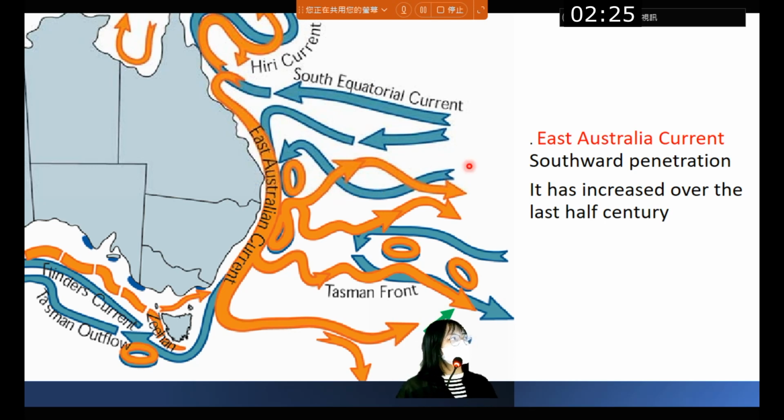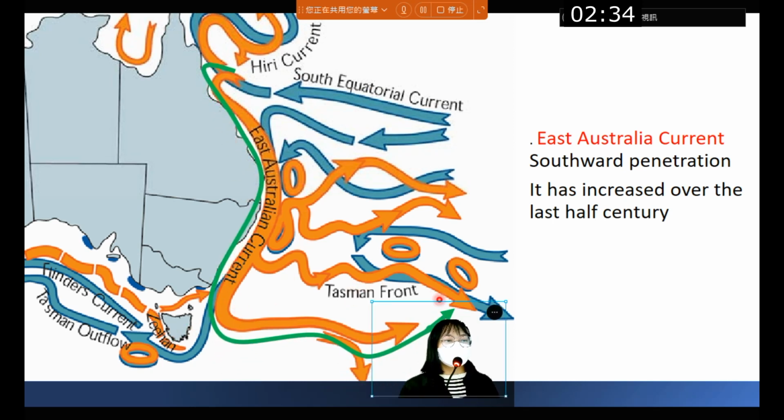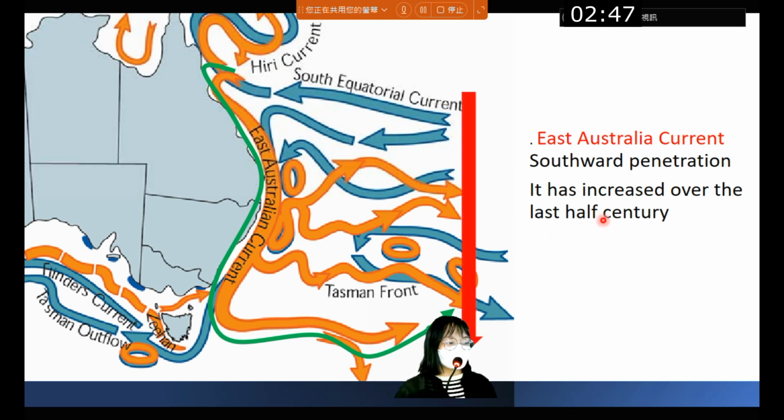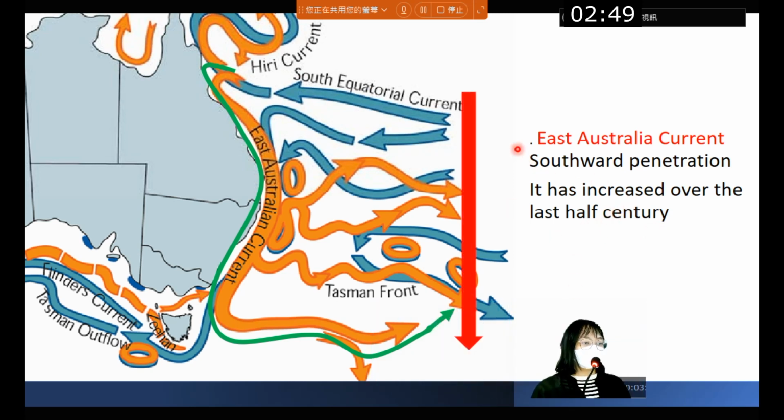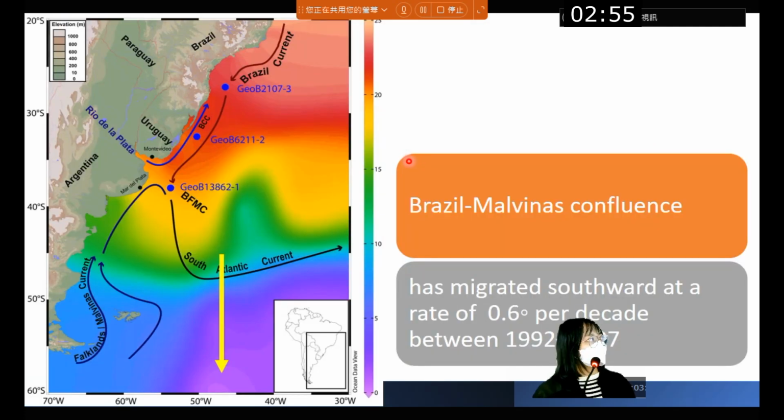This is example 1. Example 1 is the East Australian Current. The green line shows the East Australian Current has a penetration phenomenon southward, and it has increased over the last half century. The point is that it moves southward.